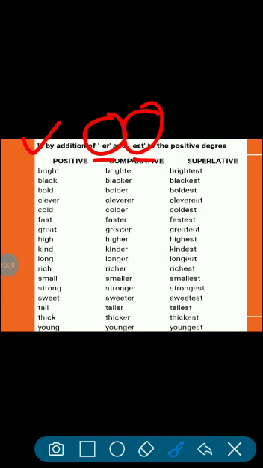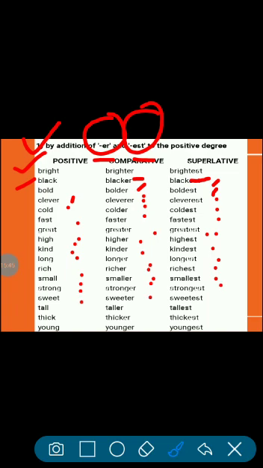or superlative form of that word. So the first word is bright. We use ER, becomes brighter. We use EST, it becomes brightest. Then black, blacker, blackest. Bold, bolder, boldest. Clever, cleverer, cleverest. Cold, colder, coldest. Fast, faster, fastest. Great, greater, greatest. High, higher, highest. Kind, kinder, kindest. Long, longer, longest. Rich, richer, richest. Small, smaller, smallest. Strong, stronger, strongest. Sweet, sweeter, sweetest. Tall, taller, tallest. Thick, thicker, thickest. Young, younger, youngest.